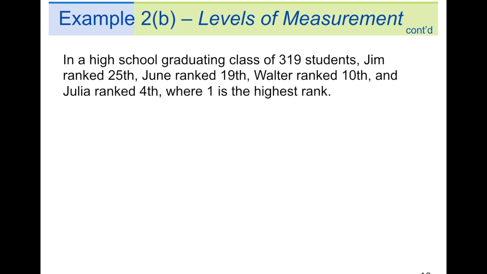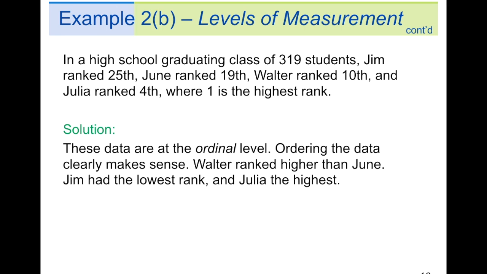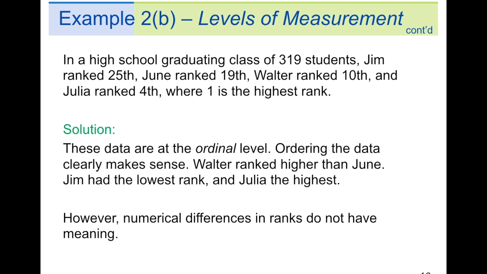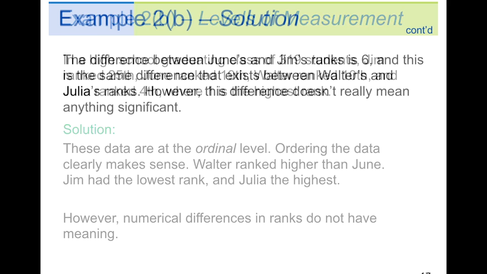Example 2, in a high school graduating class of 319 students, Jim ranked 25th, June ranked 19th, Walter ranked 10th, and Julia ranked 4th, where 1 is the highest rank. So this one would be ordinal, because you're ordering the data. However, differences don't have any meaning whatsoever.